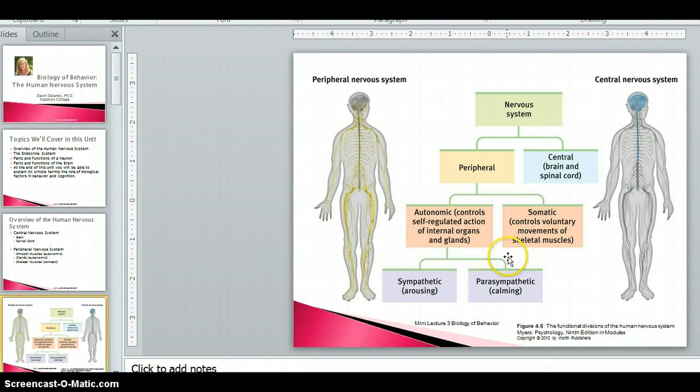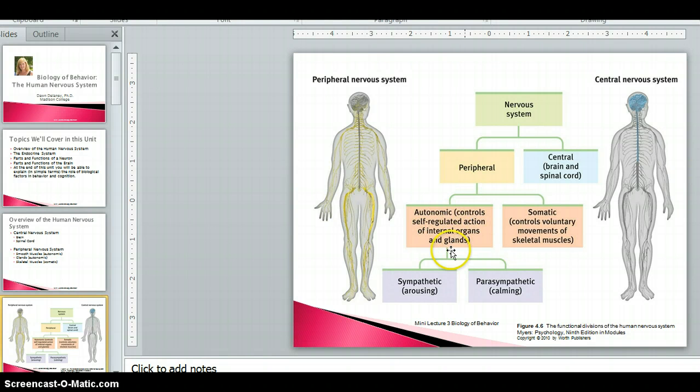The autonomic nervous system controls self-regulated functions and internal organs and glands. So the internal organs and glands, the smooth muscle, things such as heart rate, the heart muscle, the lung function, and other glands in your body. In contrast, the nerves that make up the somatic nervous system control voluntary movement and help move our skeleton around in space, such as moving our fingers and wiggling our toes and kicking soccer balls, etc.